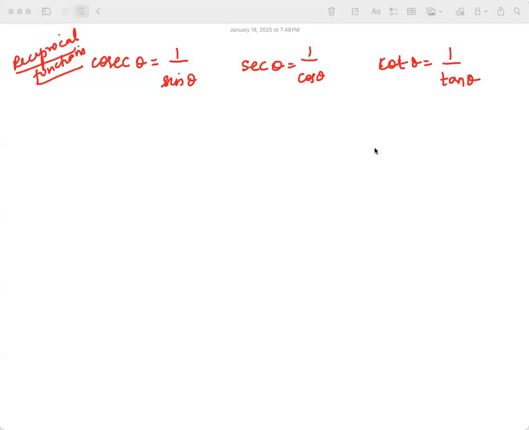Now, how do you find out cosecant pi by 6? Cosecant pi by 6 is basically 1 by sine pi by 6. Immediately unit circle should come up for you. Sine pi by 6 is 1 by 2. So the cosecant pi by 6 is 2. Make sense?